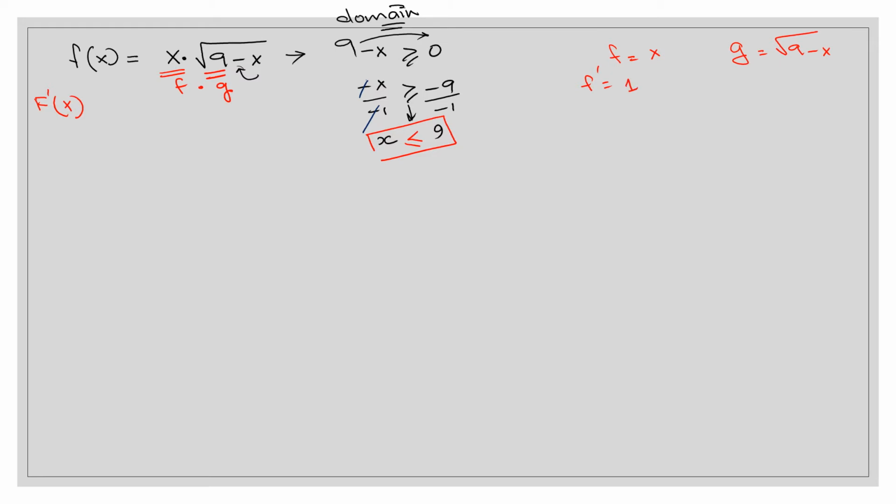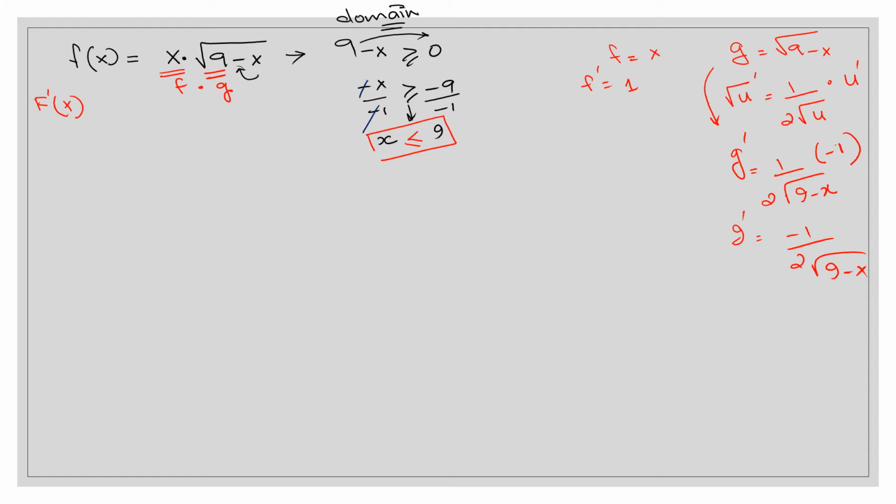And now if you remember, if we have square root of u and you want to take its derivative, it's directly 1 over 2 square root u times u prime. So apply this concept on the g. So the g prime will be 1 over 2 square root of 9 minus x and the derivative of the inner function is negative 1 because the derivative of 9 is 0 and negative x will be negative 1. So you can write it as g prime equals negative 1 times 1 gives you negative 1 over 2 square root of 9 minus x.